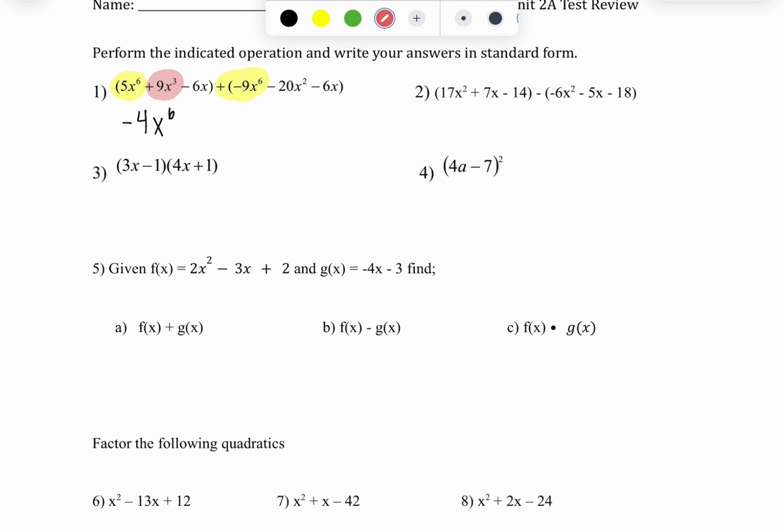9x to the 3rd can't combine with an x squared, an x, or another x. So just 9x to the 3rd. And then we have negative 20x squared that can't be combined with anything else. And then the negative x to the 6th and the negative x to the 6th, adding those together, we get negative 12x to the 6th.